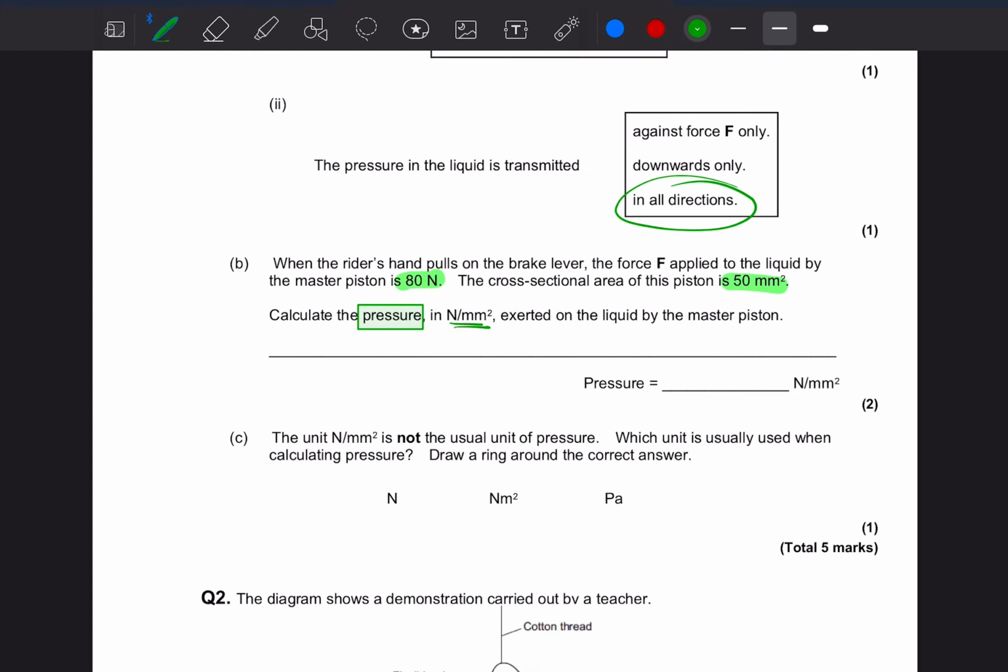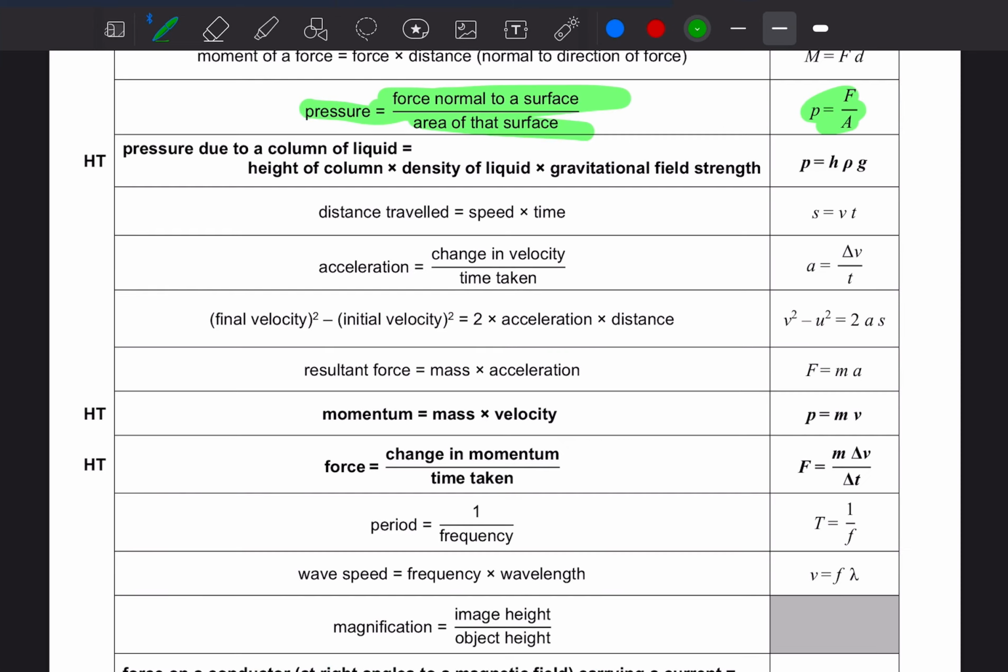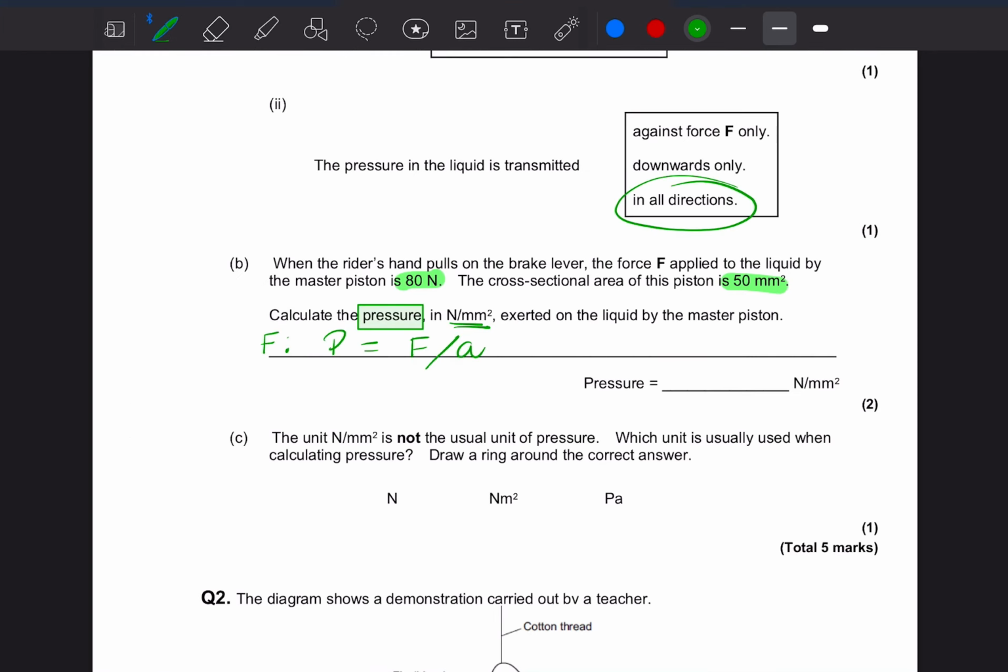So, pressure equals force divided by area. Let's just check we've got that right. No, we should have a lowercase p and uppercase A. We must keep it the same way it shows on the data sheet. Pressure is force divided by area.